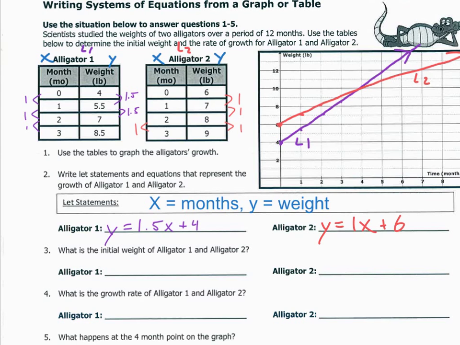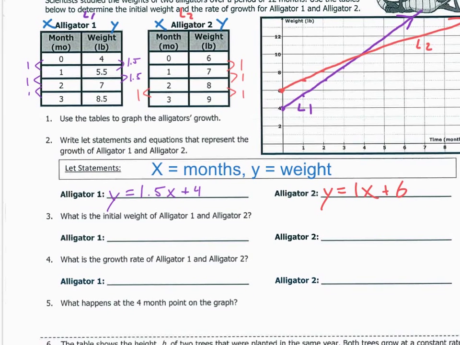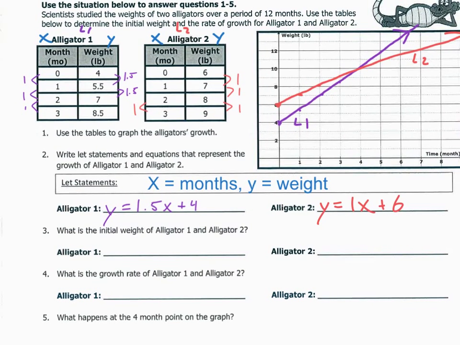It's the same thing. The next question asks us, what is the initial weight of alligator 1 and alligator 2? Well, we know that initial weight just means what weight does it start at, so we can look at our y-axis, which is weight, and we'll see at our lines here, alligator 1, our L1, starts at 4 pounds, and alligator 2 starts at 6 pounds.